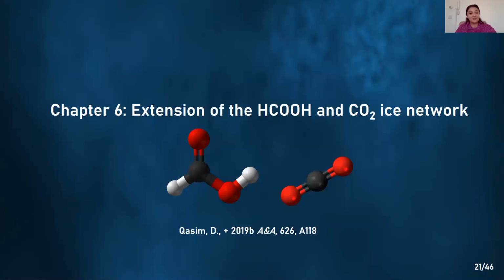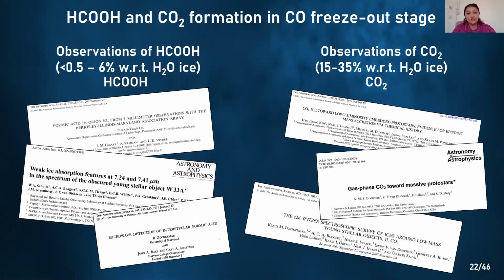All right, so back to the lab. So now I'm going to discuss chapter 6, which discusses an alternative way to form formic acid and CO2 ice, which is starting from formaldehyde. So both formic acid and CO2 have been detected in various environments across space.